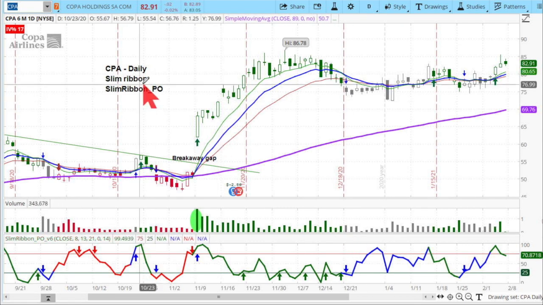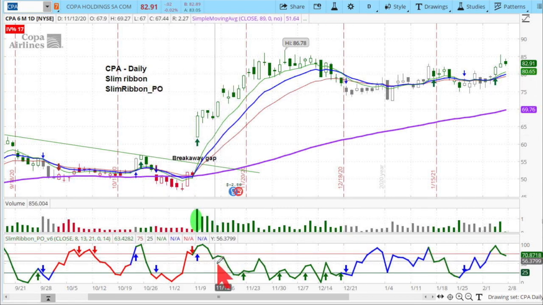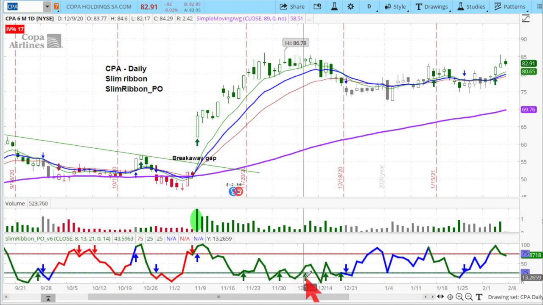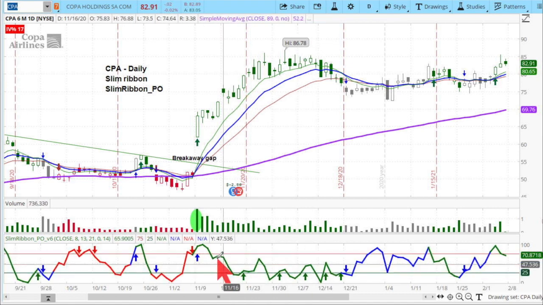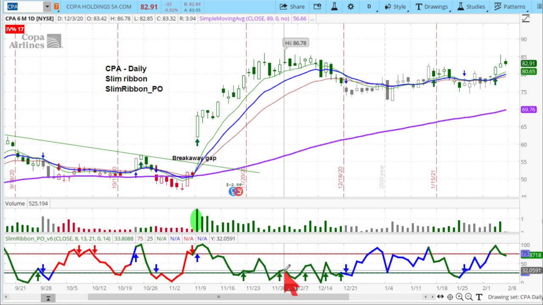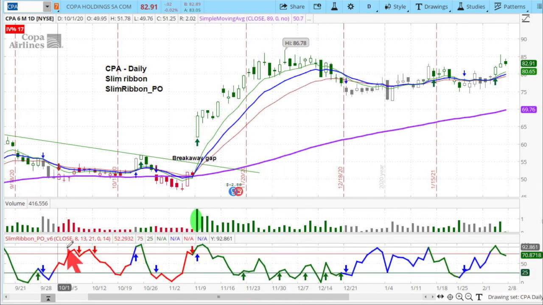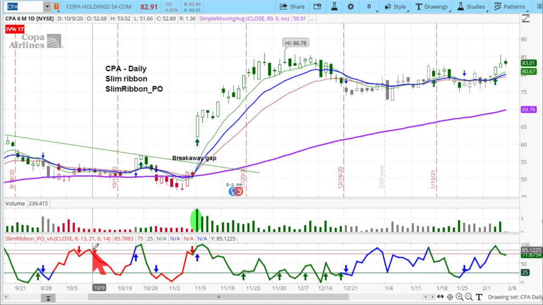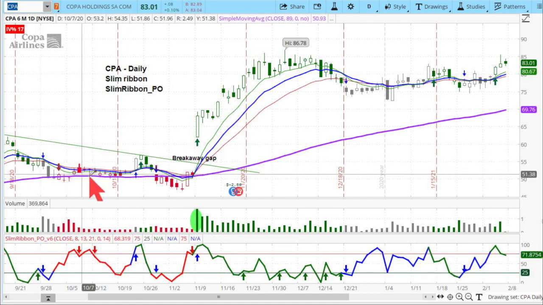The slim ribbon PO is a signal indicator for the slim ribbon. What it does is it shows you when it's green, you have positive momentum, and when you get the up arrows, it shows you that there is an internal correction that is over and likely to continue moving to the upside. When it's negative and you get these, it's likely to continue to the downside. You can see the value of that right in here.